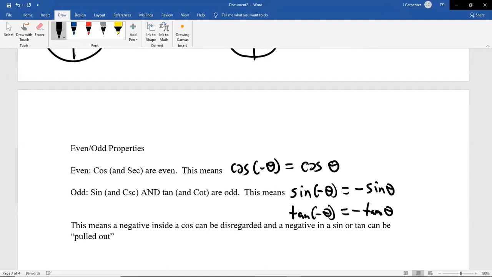So even functions, think about a parabola. The height doesn't matter whether you go left or right. That was an even function. So this is us saying that the output of the trig function would be the same whether you rotate clockwise or counterclockwise. That's kind of like us going left or right in terms of an angle.